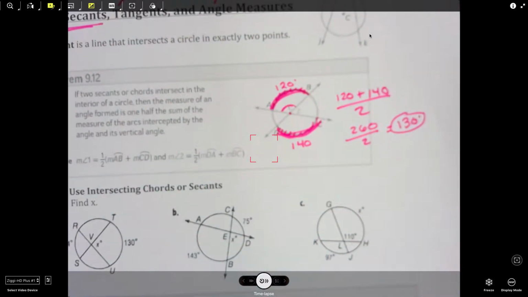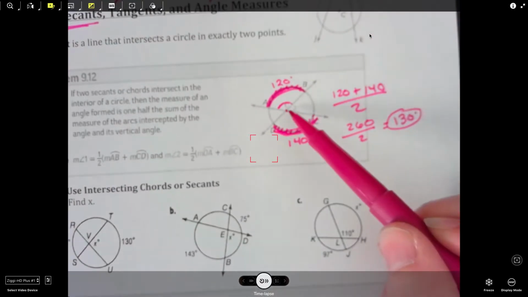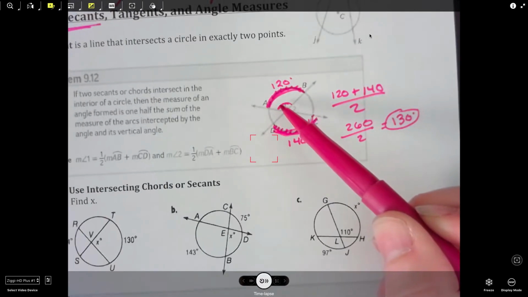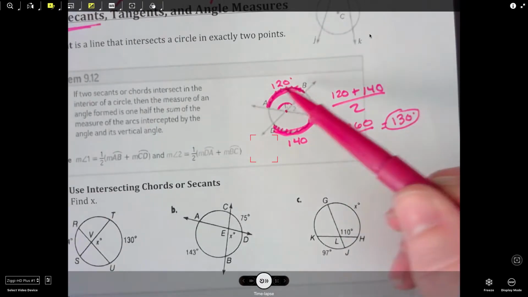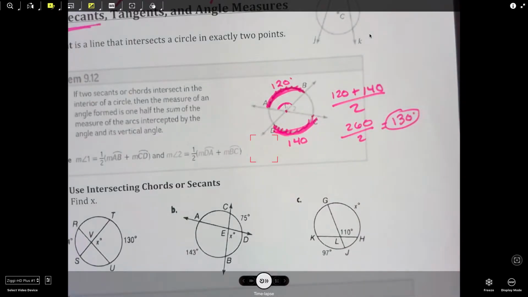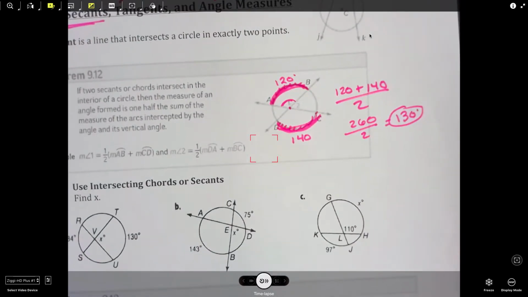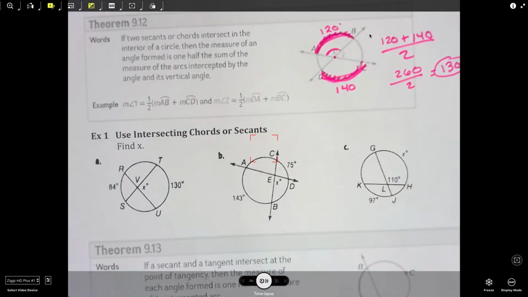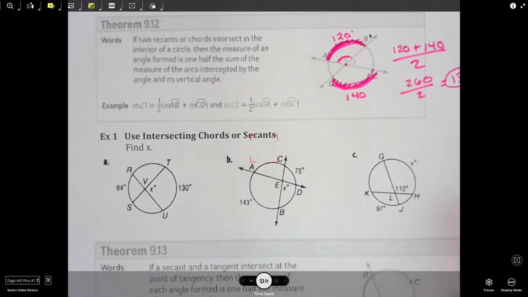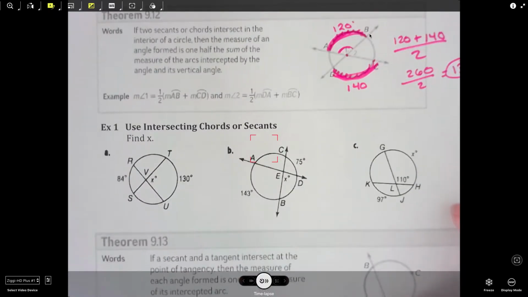And the reason for that is because these two secant lines do not cross dead in the center. If this was the center, then this arc would be 120 degrees, but it's not. So that's why you have to add these two together. It's like taking the average of the two, adding them together and dividing by 2, all right? I'll just go through all of these theorems, and then we'll write down the theorems at the very end.